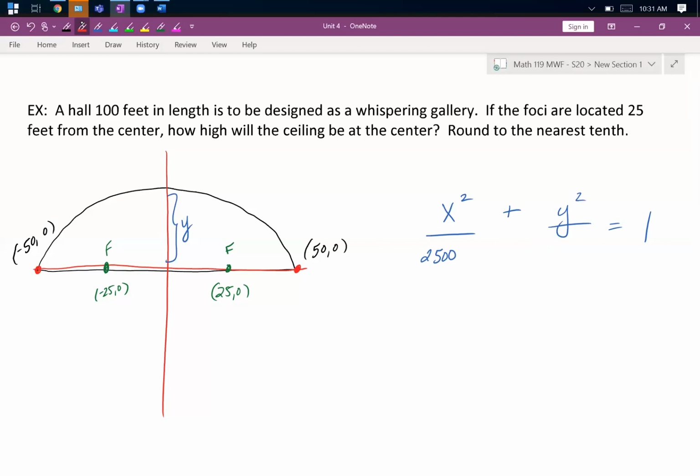Oh my gosh, how can I make my phone turn on? Sorry. Yeah, we're going to use our foci in our little formula. We know that our C value is 25.